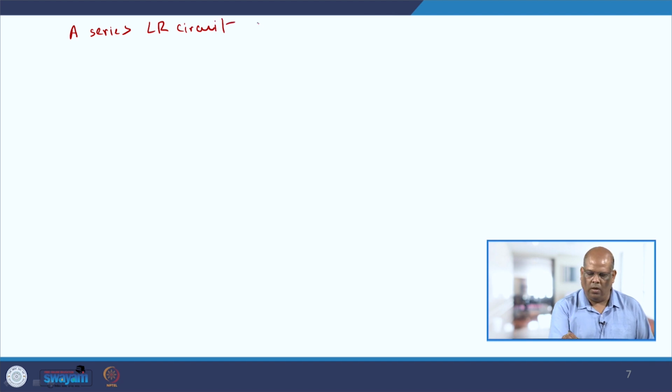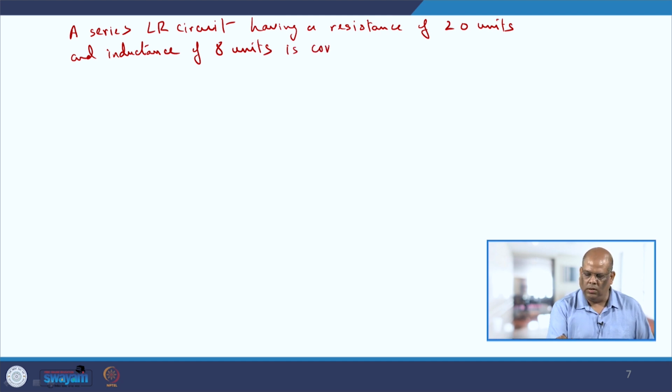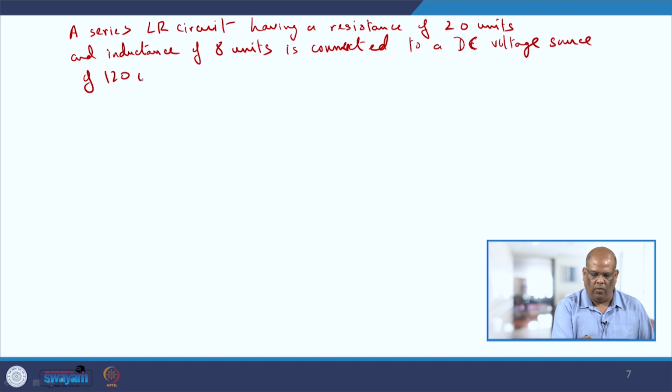Let us now take an example. A series LR circuit having a resistance of 20 units and inductance of 8 units is connected to a DC voltage source of 120 units at time t equal to 0.